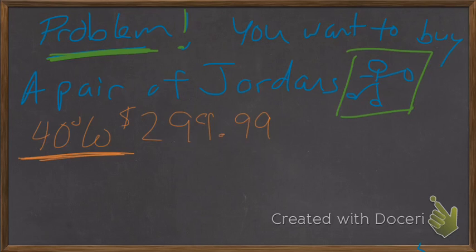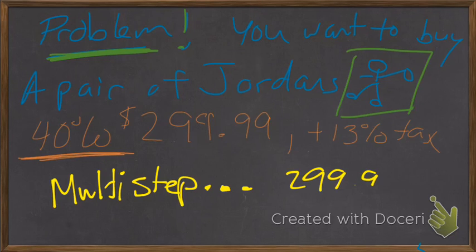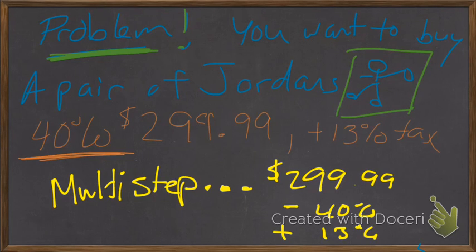These are 40% off, but you also have to pay tax, right? That's correct. Plus 13% tax. Now, hint, this is going to be a multi-step problem. You're going to find the percent of a number. You're going to have to take your price, find 40% of it, and then add on 13% tax. Two different steps, okay? Keep that in mind.